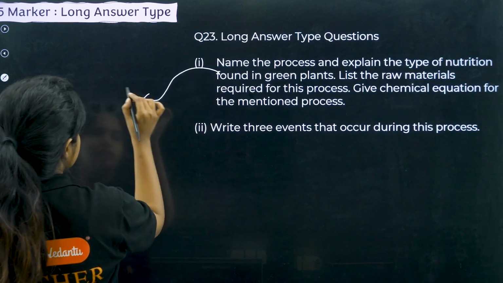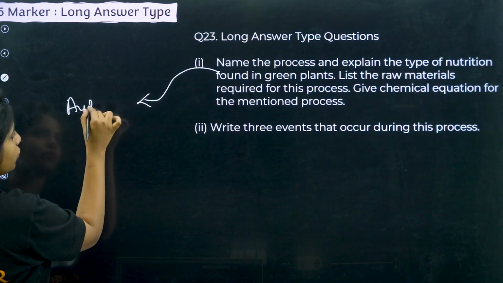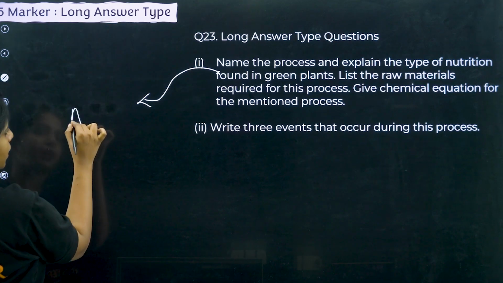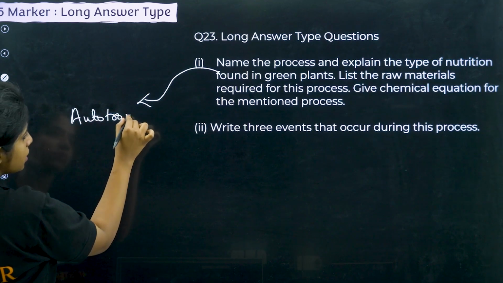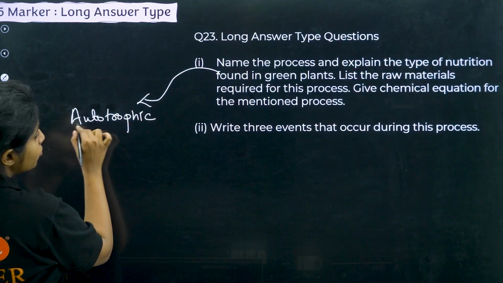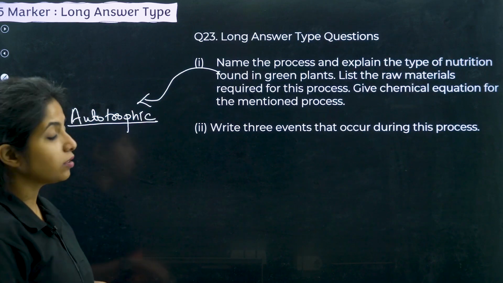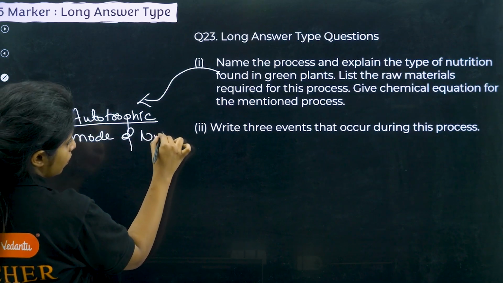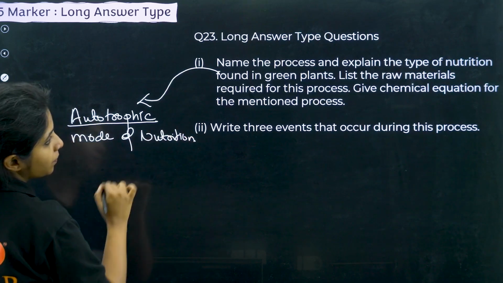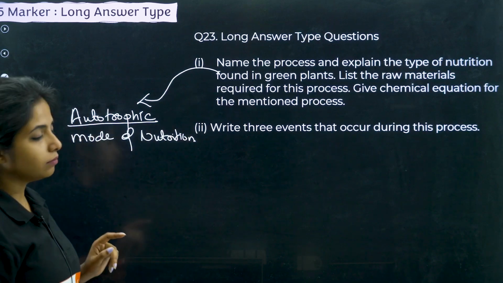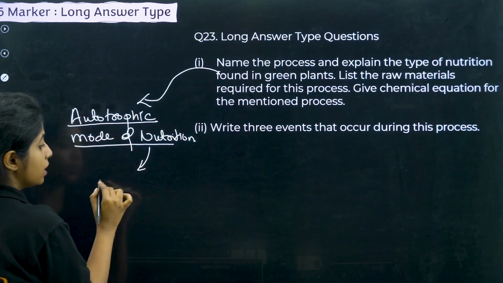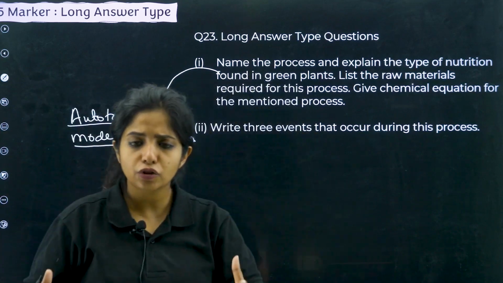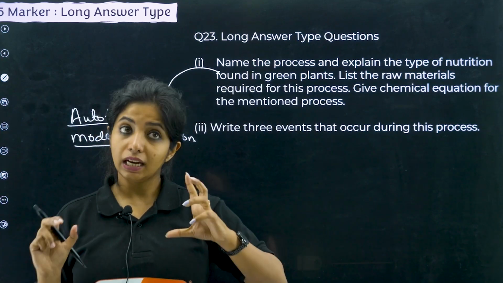Okay, name the process and explain the type of nutrition. Basically, you can say autotrophic mode of nutrition. What is it, children? Autotrophic mode of nutrition. What do you mean by that? When organisms are preparing their own food, you call them autotrophs, or you call this method as autotrophic mode of nutrition. Okay. Now you have to explain it as well. So rather than me writing everything, I'll explain it to you. You try to frame your answers. I'll explain it point to point.